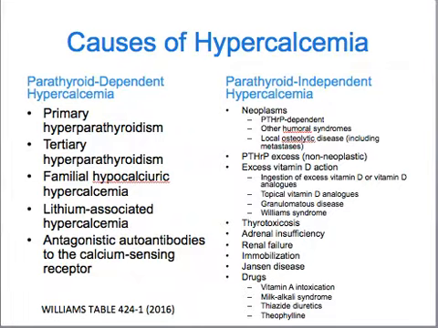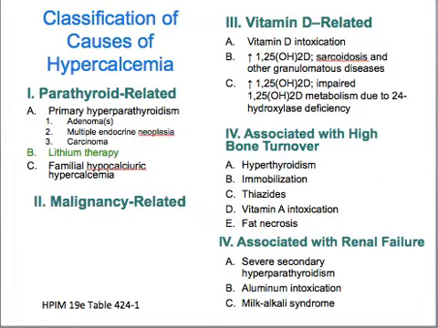even drugs. Another way of putting this is from your Harrison. You can classify causes of hypercalcemia with parathyroid-related causes. As I mentioned earlier, hyperparathyroidism, and lithium, and your FHH or your familial hypocalciuric hypercalcemia. And then you can have malignancy related, vitamin D related, those associated with high bone turnover, that's your hyperthyroidism, immobilization, vitamin A, etc. And those associated with renal failure, that's your secondary hyperparathyroidism, milk alkali syndrome, etc.